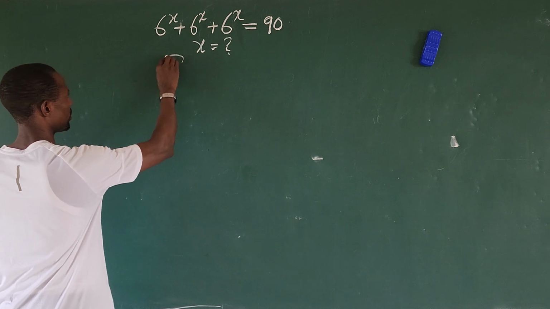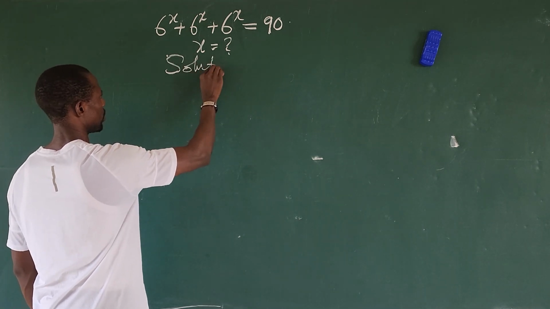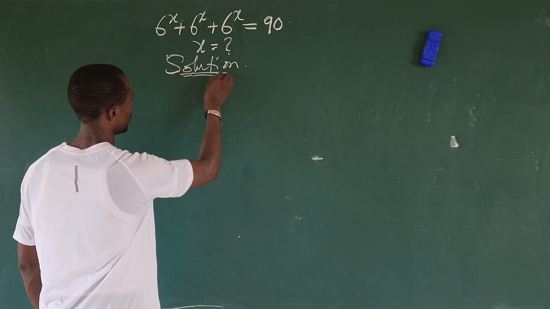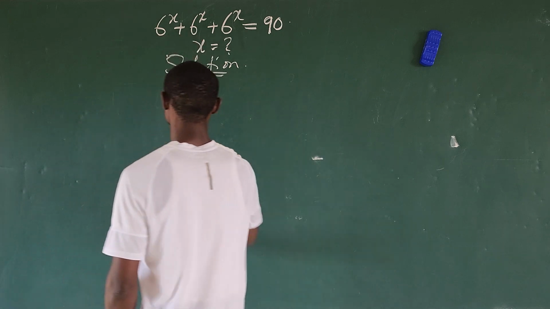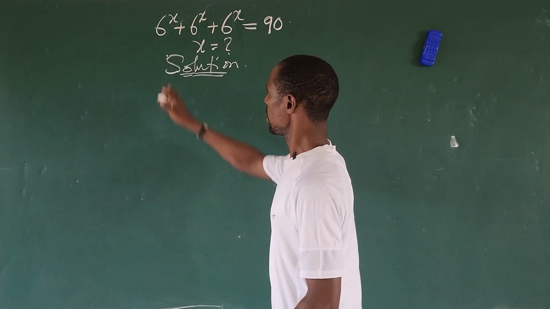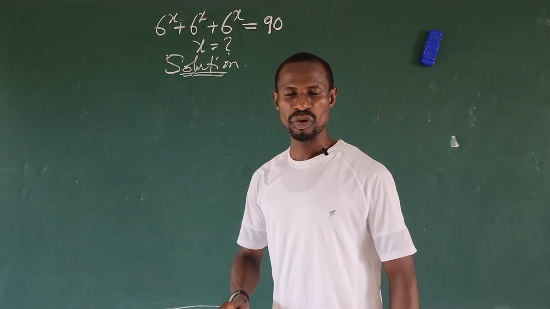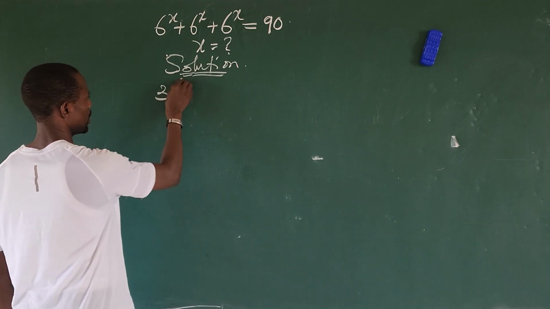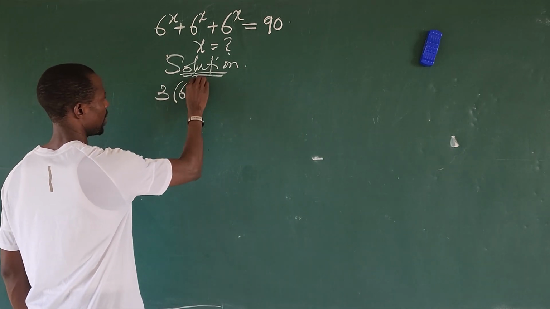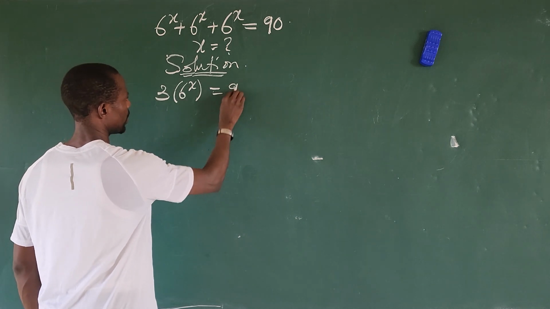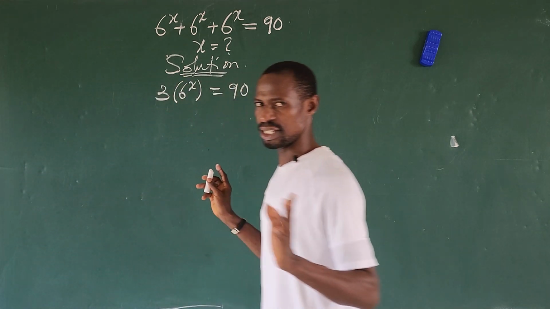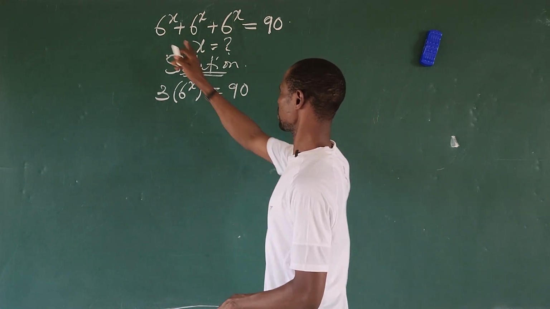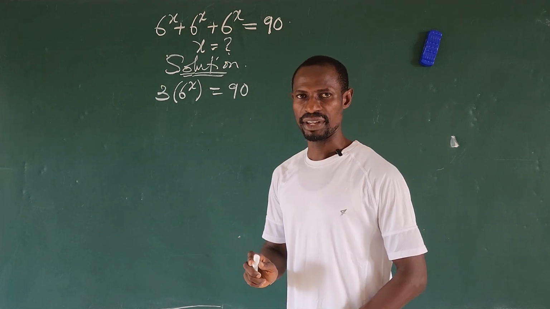So first thing here, we'll take our solution to this problem. Now, if you look at this, it is easy. These are the same, so we have three of it. So this is going to give us 3 into 6 to the power of x, in brackets, equal to 90. This is easy, right? What I just did here is just factor out 6 to the power of x.